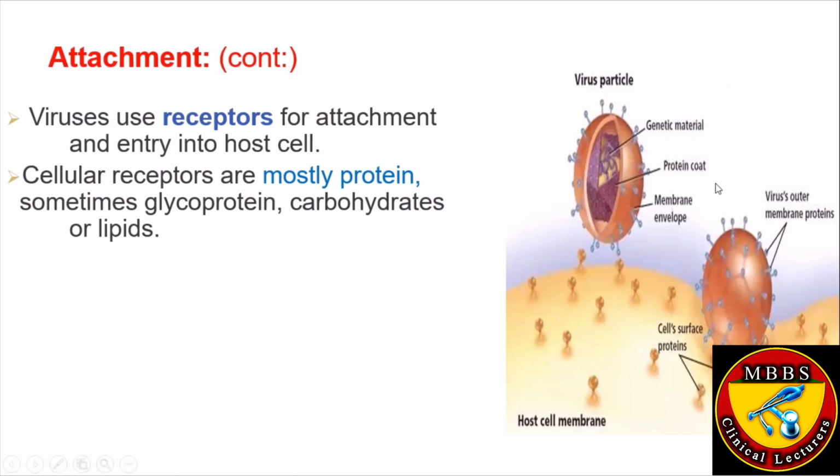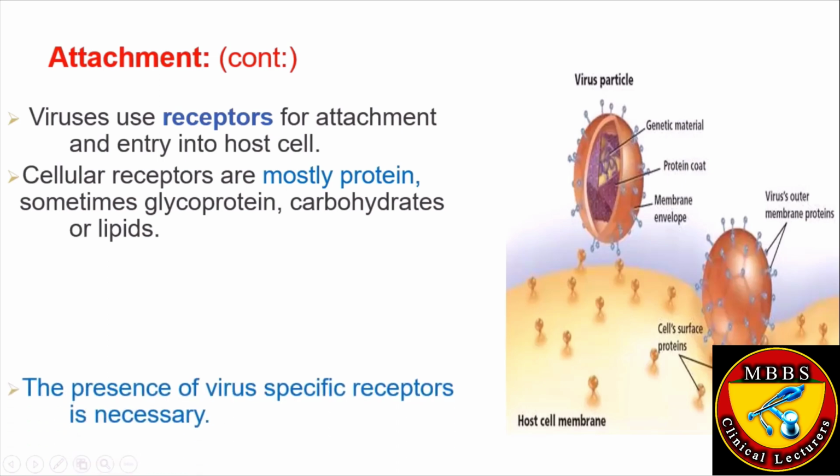You can see here, this is a cell membrane, and on the cell surface, these all are the receptors for the attachment, and this is the virus, and on the surface of the virus, see the special virus outer membrane proteins are there. So these proteins of the virus and these receptors, they attach with each other, and by this means when they interact, then this is showing the attachment.